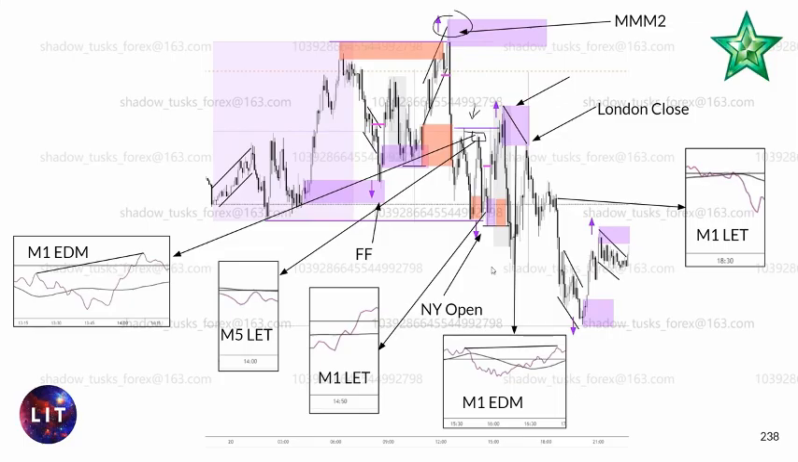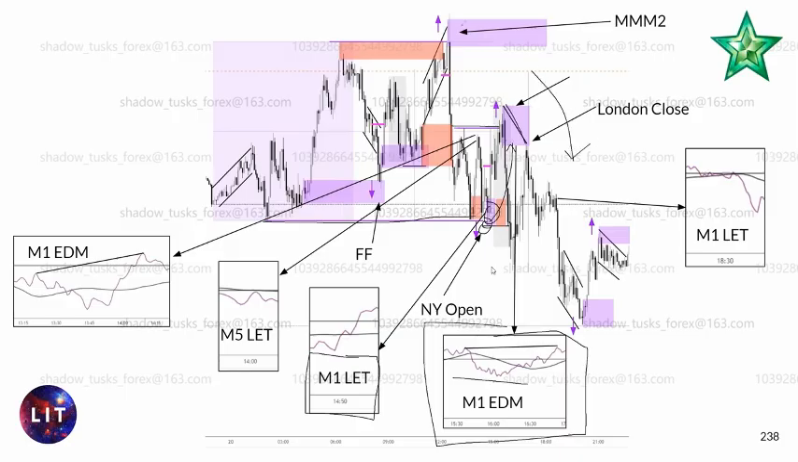And then we come down and we induce to the downside, right? We induce these equal lows to the downside. And within this right here, after our inducement, we have our inducement followed by our M1 let to take the pullback buys up to take this liquidity. Yeah. And then finally, for London close, we have our EDM for the overall continuation of this inducement move, right?